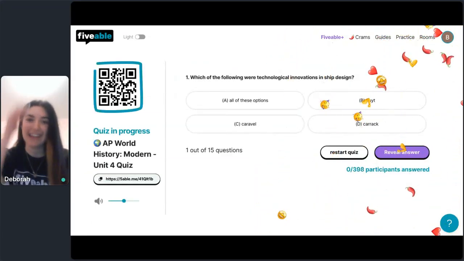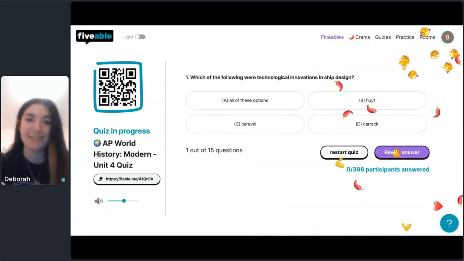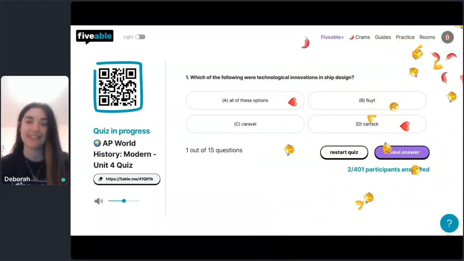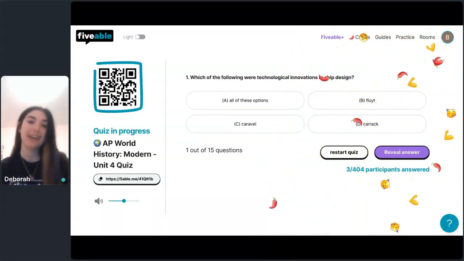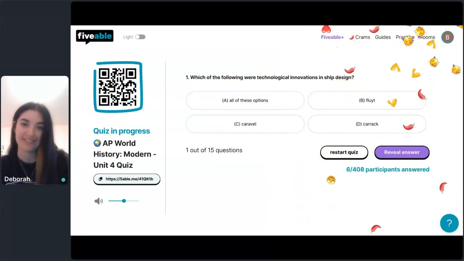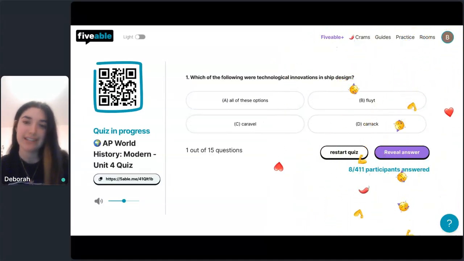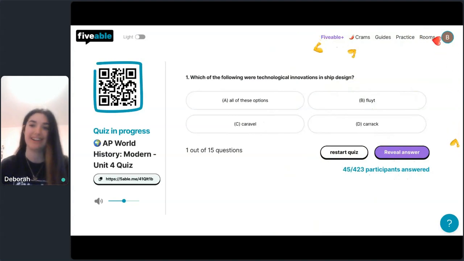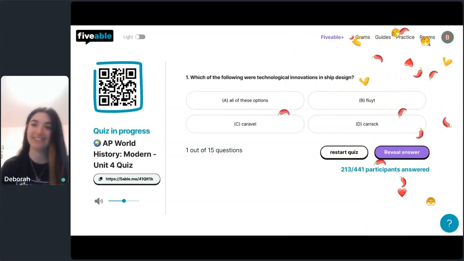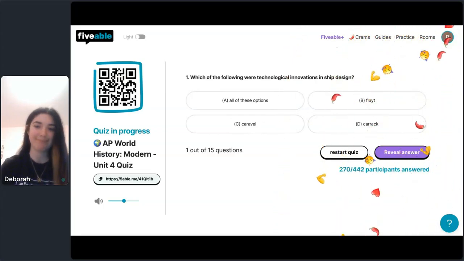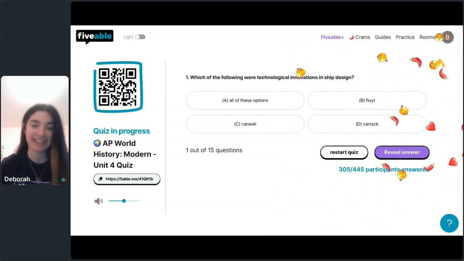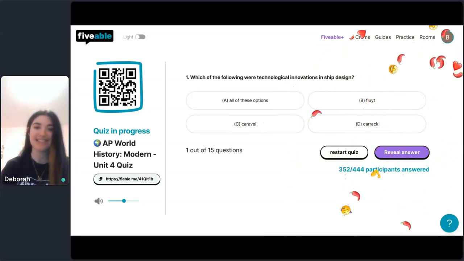There we go. Okay, so question 1. Which of the following were technical innovations in system design? A is all of the above, B is the point, loop, C is the caramel, and D is the craft. Okay, good job, you guys.